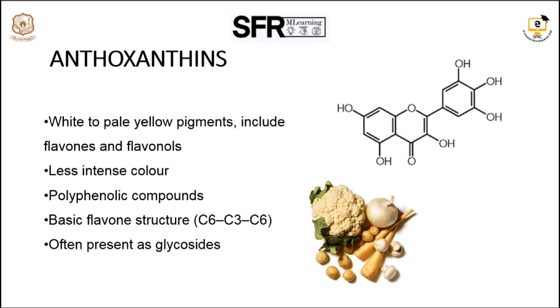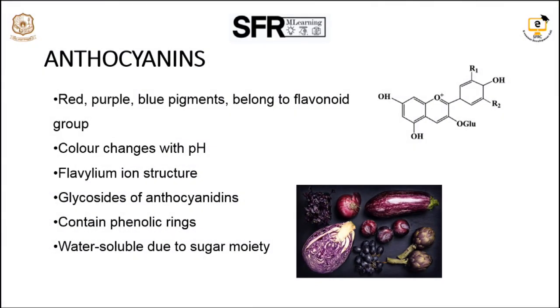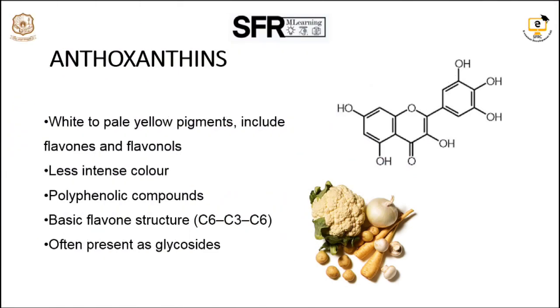Next is the anthoxanthins. Anthocyanins are red, purple and blue pigments, whereas the anthoxanthins are white to pale yellow pigments. These include flavones and flavonols, which contain OH groups like alcohol groups. These are less intense in color. These are polyphenolic components, which make them very powerful antioxidants. The basic flavone structure contains C6, C3 and C6 ring-like structures. These are also often present as glycosides, and the glycosides make the component water soluble.